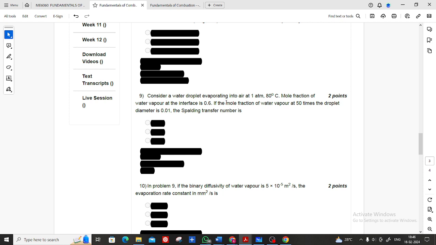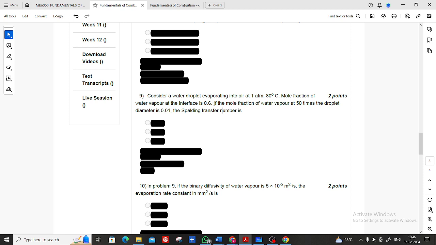No, here mole fraction is given, not mass fraction. Mole fraction of water vapor. So you have to calculate the mass fraction from the mole fraction. At 80 degrees, we have to calculate the saturation pressure. Mole fraction of the water vapor at the interface.